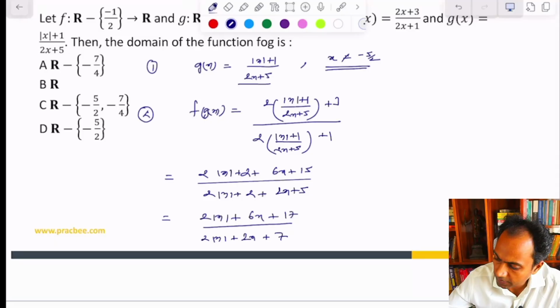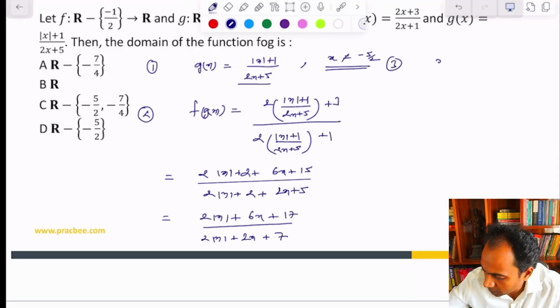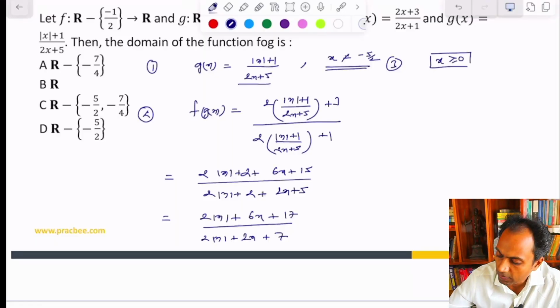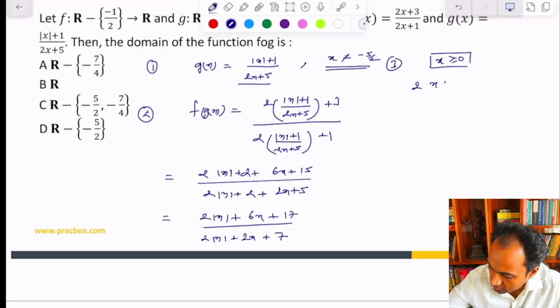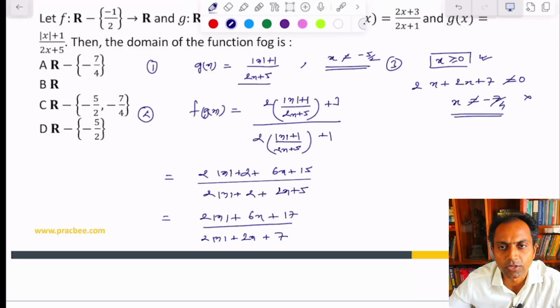So now the first case that I need to consider is what will be the domain if mod of x comes out to be positive. If I put values of x greater than or equal to 0, then the denominator, that is 2x plus 2x plus 7, now the mod is opened as x. This should not be equal to 0. That means x cannot be equal to minus 7 by 4. And this is totally fine, because if you are considering positive values, this will never happen. So there is no problem on this side.